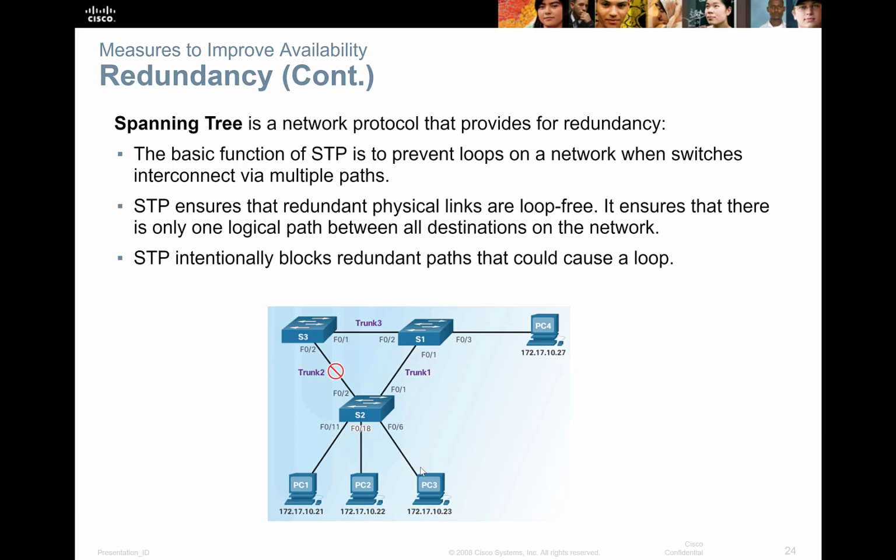STP is Spanning tree protocol? No, he's thinking about shielded twisted pair. Oh, might be. Yeah, yeah, shield.